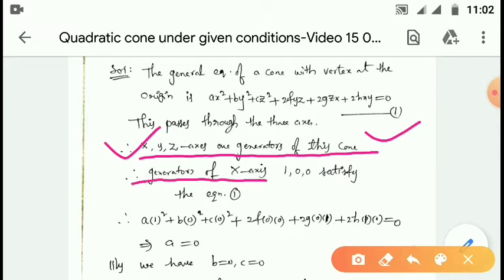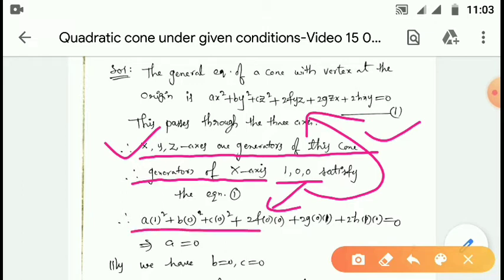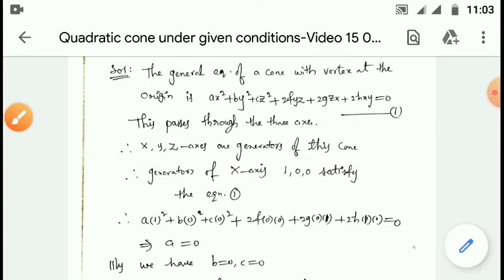The direction ratios of the x-axis are 1, 0, 0. Therefore 1, 0, 0 satisfies the equation of the cone. By substituting 1, 0, 0 in the equation of the cone, you will have like this. From this we will have a is equal to 0.